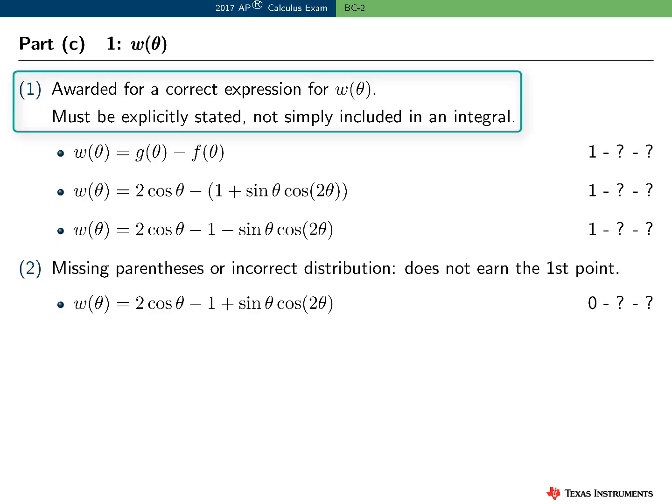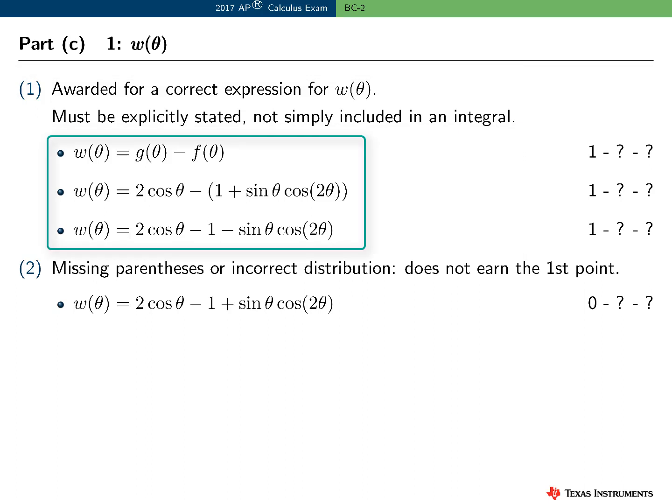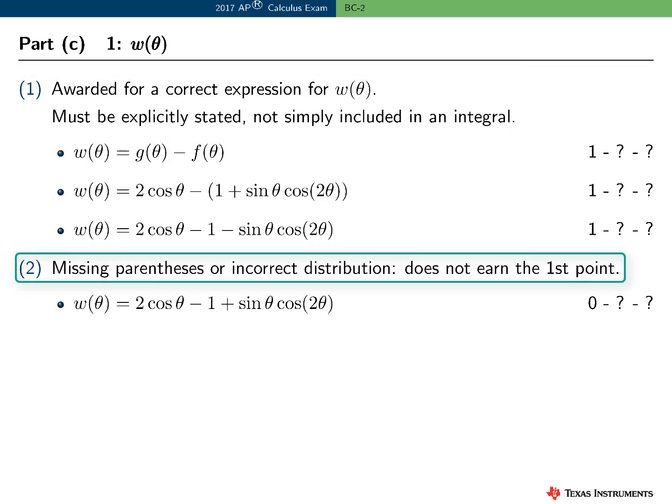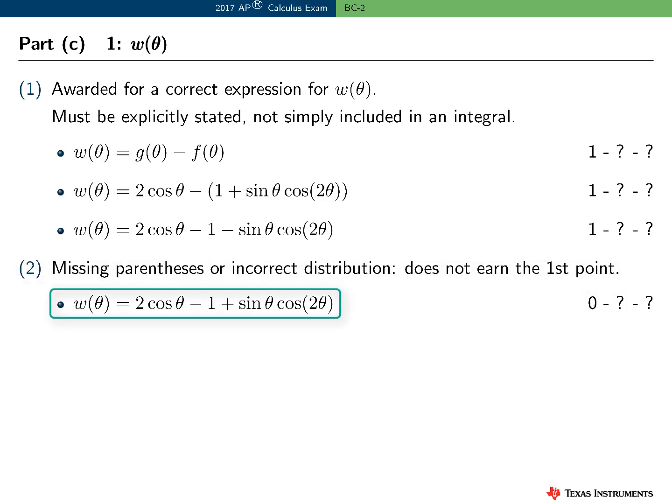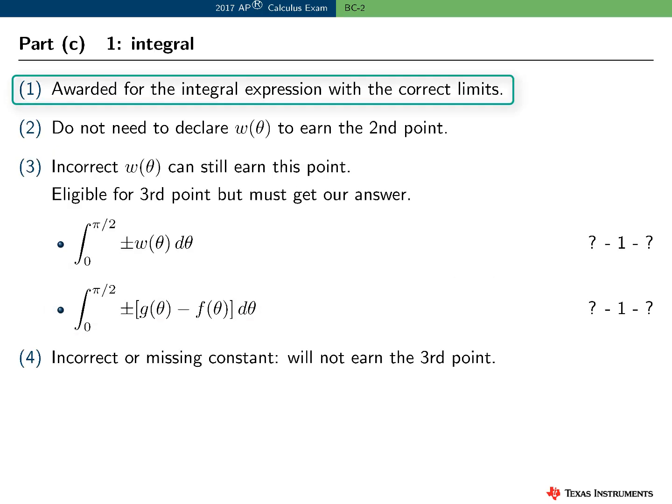In Part C, the first point was awarded for a correct expression for W of theta. And this expression must be explicitly stated, not included in an integral expression. Here are some examples in which the student earns the first point. If there are missing parentheses or an incorrect distribution, the student does not earn this first point. And here's an example of this error.